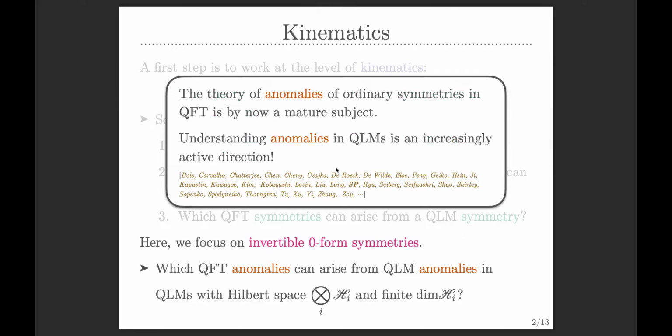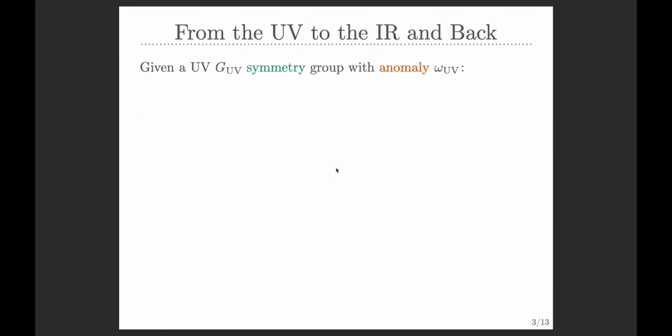And the theory of anomalies for ordinary symmetries in QFT is very mature by now. And there are very sophisticated frameworks to understand the different possible anomalies. But in quantum lattice models, the theory of anomalies is in some sense in its infancy. And it's a very active direction right now. So because we're going to be talking about anomalies in lattice models and what they become in quantum field theories, I want to remind you of some basic things about taking a UV to IR limit when you're talking about anomalies.